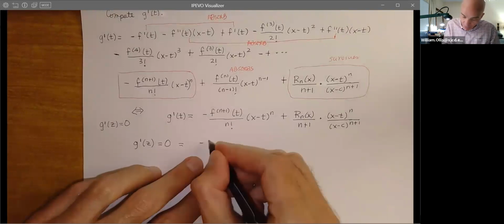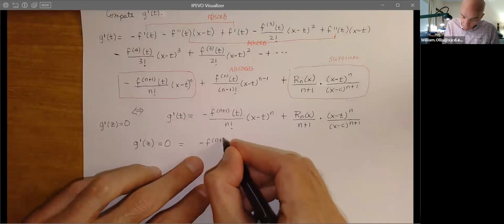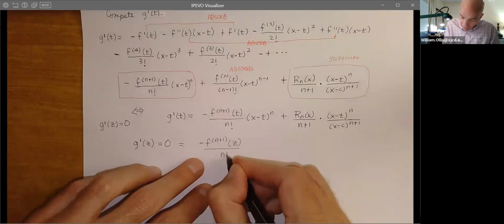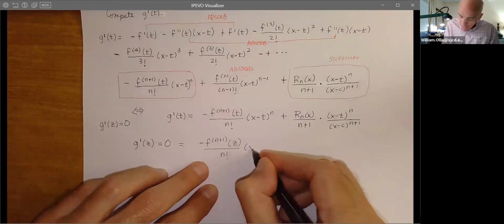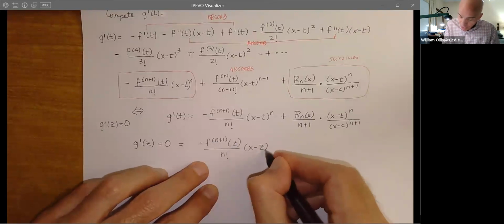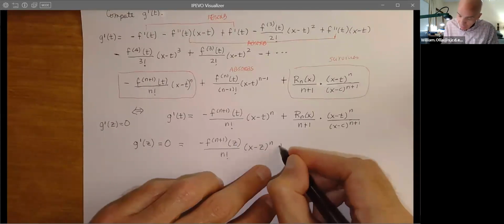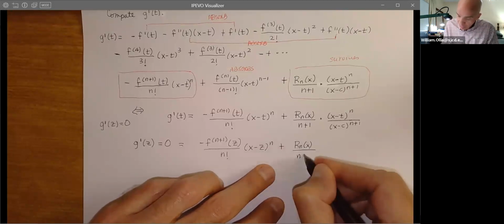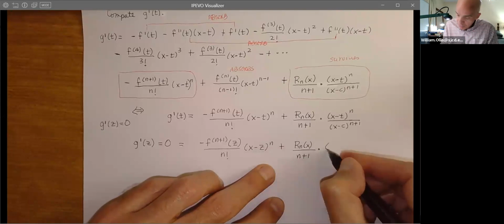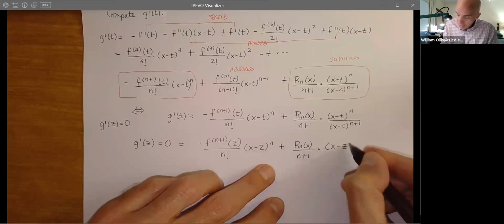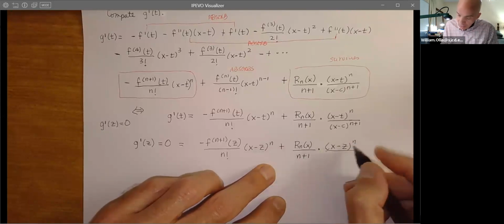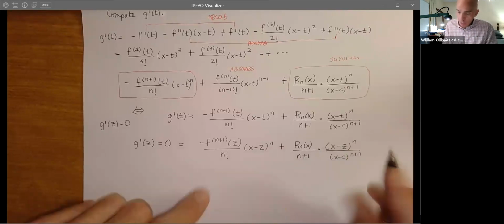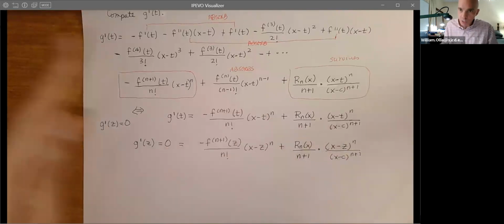So we get negative f n plus 1 of z divided by n factorial times x minus z to the n, plus Rn of x divided by n plus 1 times x minus z to the n divided by x minus c to the n plus 1. Now, of course, these are equal and opposite, so we'll just flip them around.